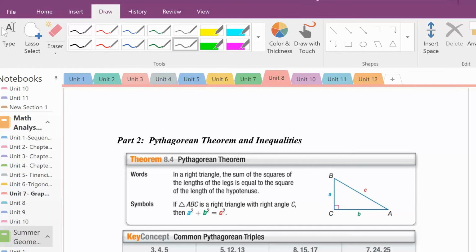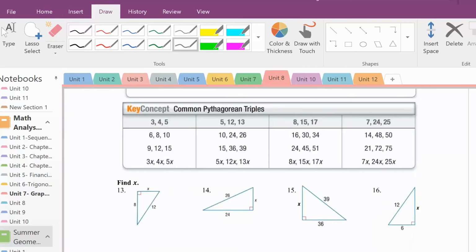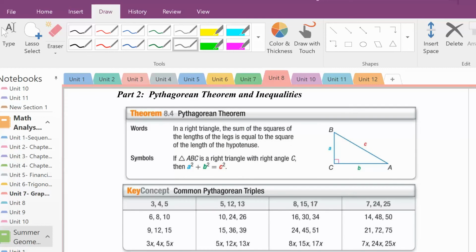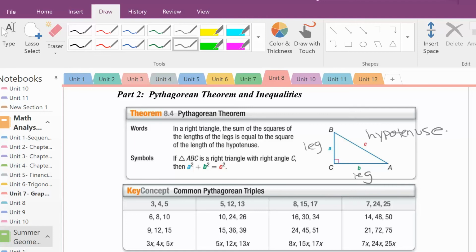We've talked a little bit about the Pythagorean Theorem in other sections, but remember, in a right triangle, the sum of the squares of the two legs, because the legs make up the right angle, and then the hypotenuse is opposite the right angle. So the sum of the squares of the legs is equal to the square of the hypotenuse.